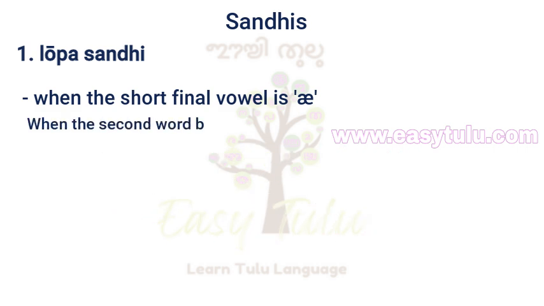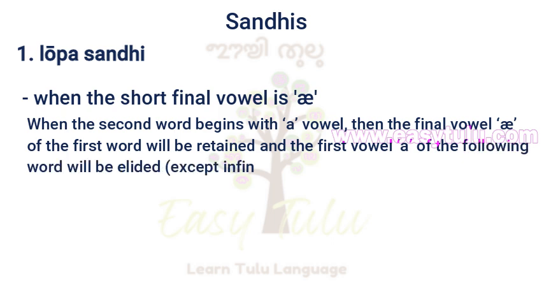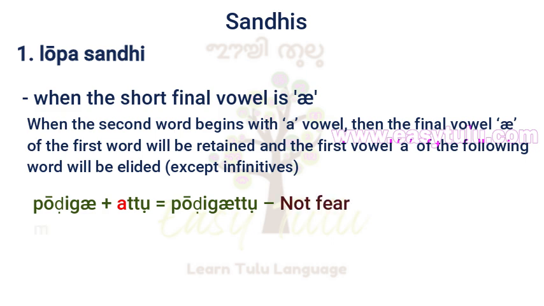When the second word begins with a vowel, then the final vowel a of the first word will be retained and the first vowel a of the following word will be elided, except infinitives. Examples: podige plus at, podiget, not fear.